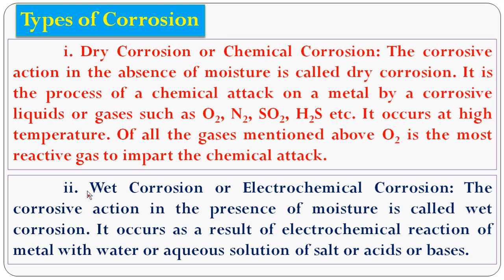The second one, wet corrosion or electrochemical corrosion. Here the corrosive action in the presence of moisture, so in the presence of water, is called wet corrosion. It occurs as a result of electrochemical reaction of metal with water or aqueous solution of salt. For example, sodium chloride salt, you have to keep it in some plastic container, not in an aluminum vessel, because it reacts with the metals, or acids or bases. So this is an explanation of wet corrosion.